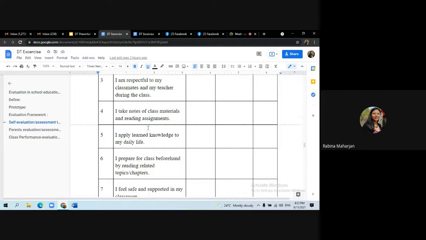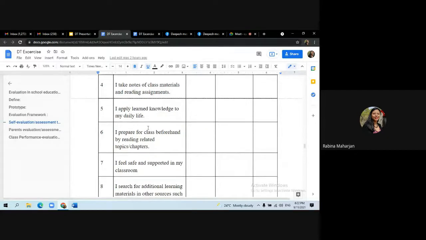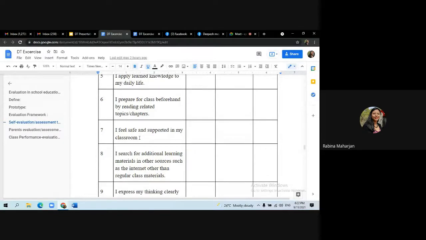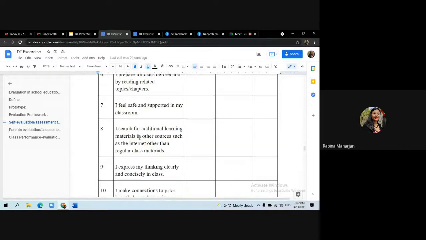And similarly, I apply learned knowledge to my daily life. Okay, we have been reading lots of good things in our textbook, but whether I am using it in our daily life or not, on the basis of that also, they will evaluate themselves. Similarly, I prepare for my class beforehand by reading related topic and chapters. And similarly, I feel safe and supported in my classroom. On the basis of that also, they will evaluate themselves.